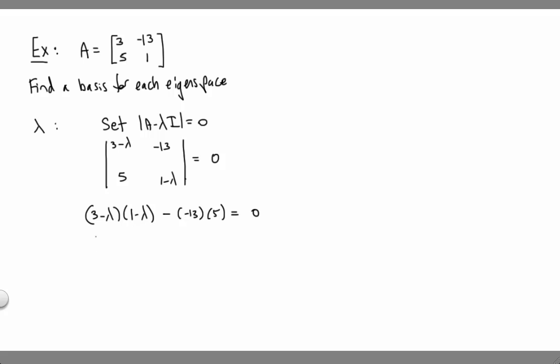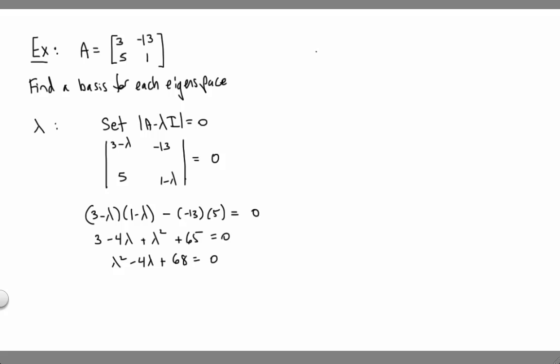So let's just expand this out. We'd have 3 minus 4 lambda, if we collect the outer and inner terms, plus lambda squared, and then we'd have plus 65 equals 0. So in other words, lambda squared minus 4 lambda plus 68 equals 0. Most of the time in the examples we've seen so far, the polynomial in the equation has factored nicely. Unfortunately, not the case here.